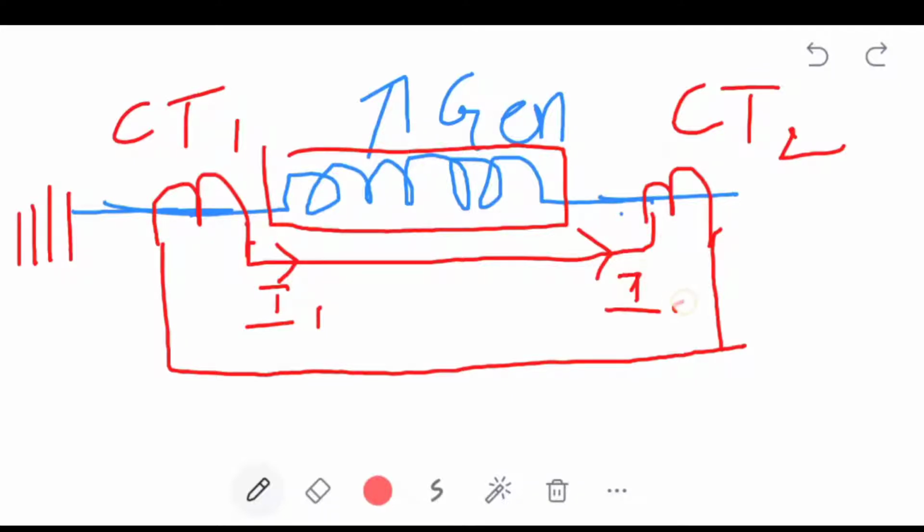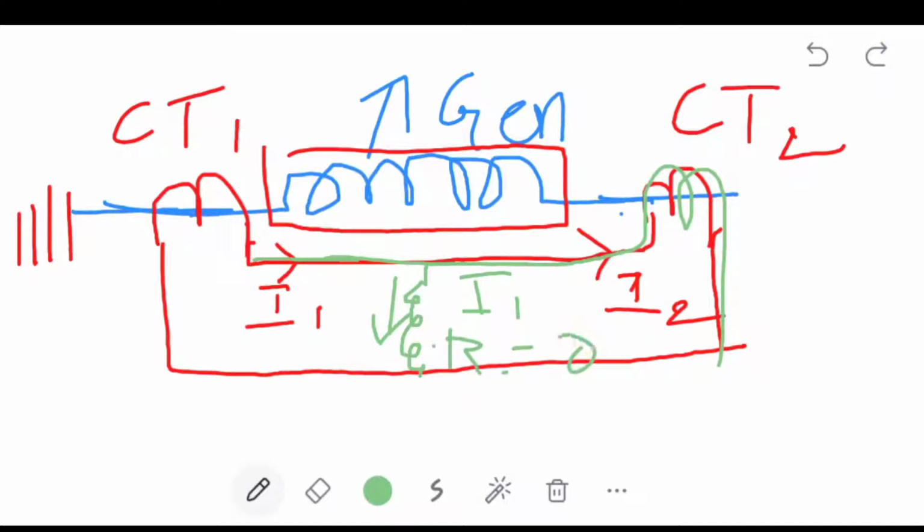Assume that between the CTs we are connecting a coil. The relay coil is connected in between, a relay coil. Whenever current I1 equals I2, no current enters the relay coil. That means whatever current comes from CT1 enters CT2. No current flows through the relay coil: relay coil current IR equals 0.